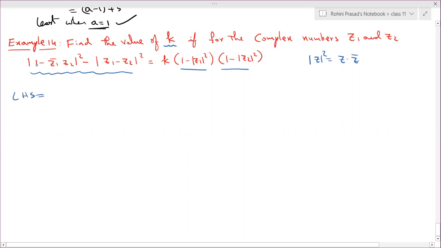So the LHS, the entire thing is a complex number modulus whole square. So the first complex number into the conjugate of the same complex number, 1 minus z1 bar z2 the whole bar, minus z1 minus z2 into z1 minus z2 the whole bar.